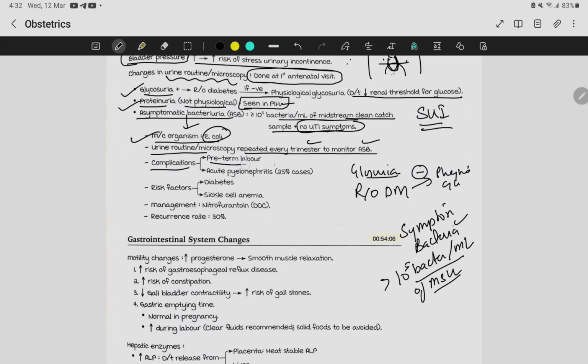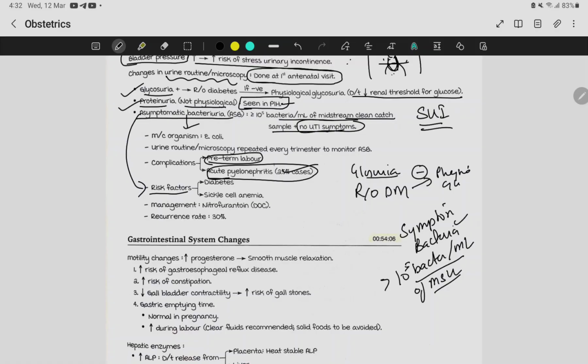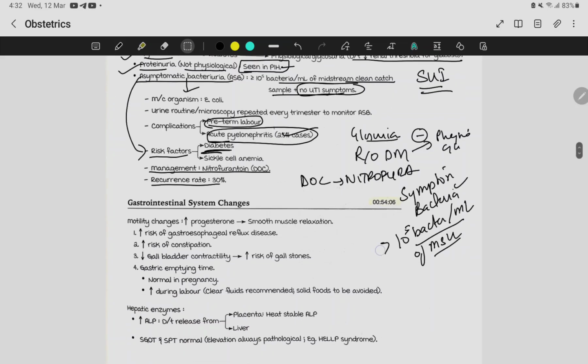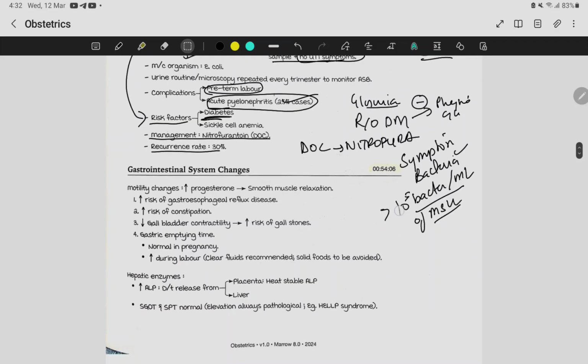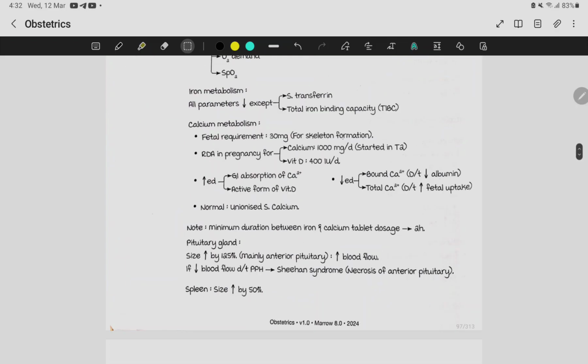Complications of asymptomatic bacteriuria are what? It can cause preterm labor, and cause acute pyelonephritis in 25% of the cases. Risk factors for asymptomatic bacteriuria are diabetes as well as sickle cell anemia. What's the management? The drug of choice is nitrofurantoin. Recurrence rate is what? 30%.